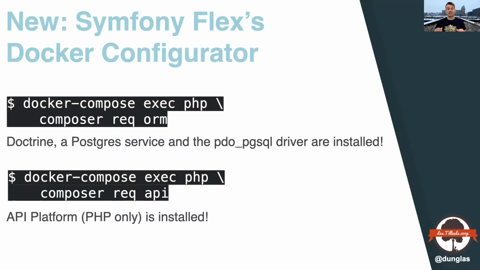For instance, let's say that you want to install API Platform in an existing Symfony project, or you just want to install the Doctrine ORM, automatically a Postgres service will be added to your Docker Compose file, and everything will be configured automatically. So basically, just with this command, you get a working database system that you can use for development and the proper configuration to use it. Many other services are now supported using this Docker configurator for Symfony Flex.